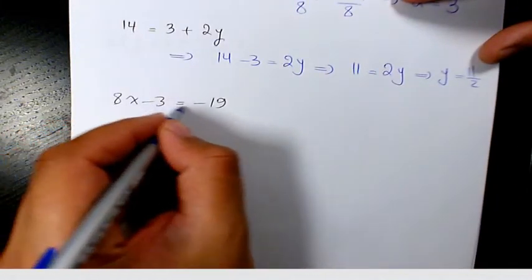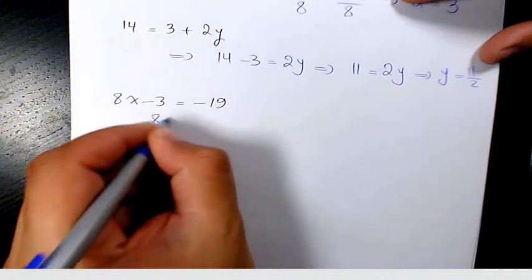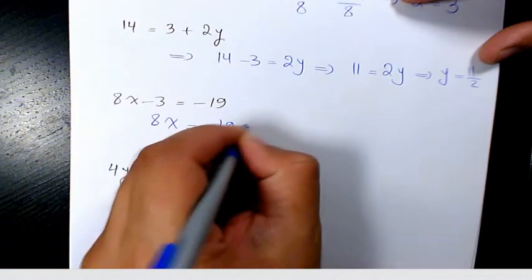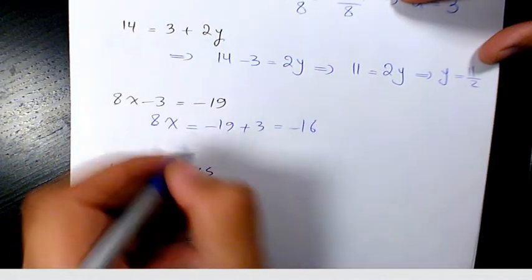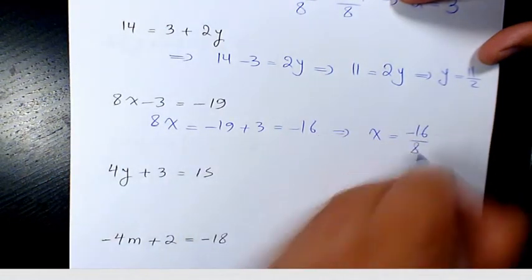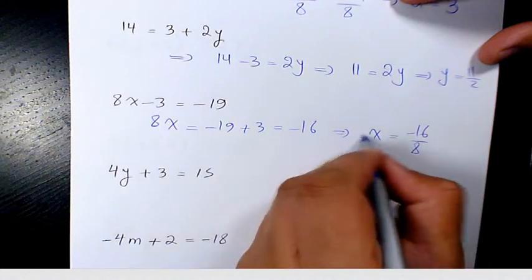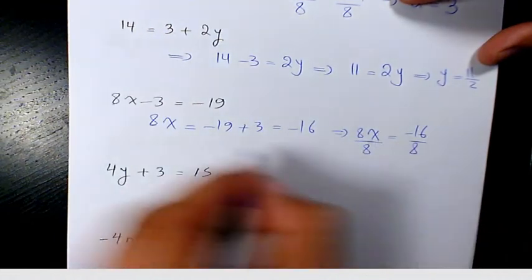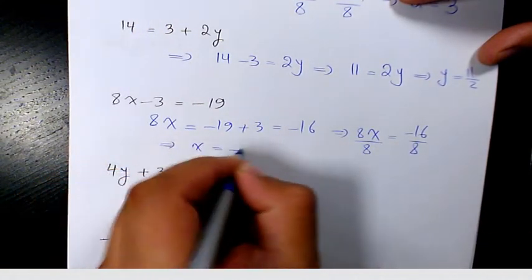8x minus 3 equals negative 19. So 8x equals negative 19 plus 3, which is going to be negative 16. So we can say x will be negative 16 divided by 8 when you divide both sides by 8, which is going to be just x. So x will be negative 2.